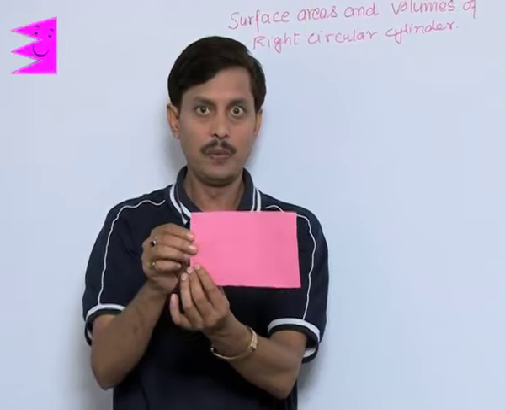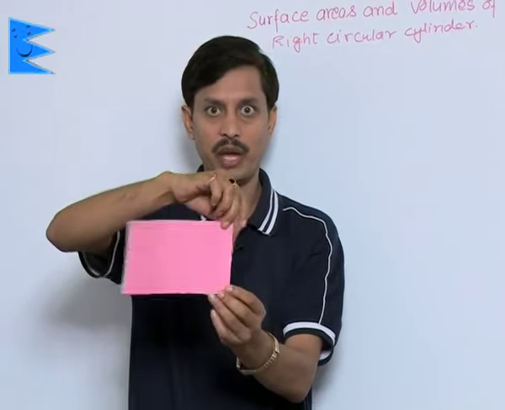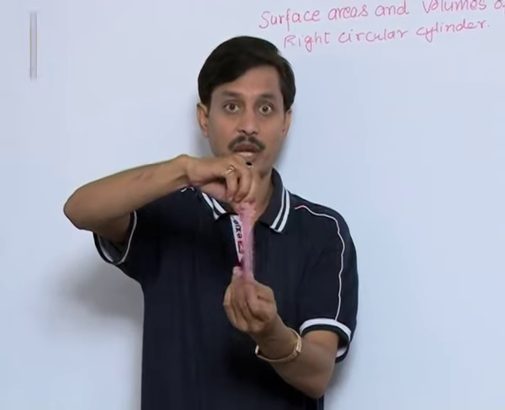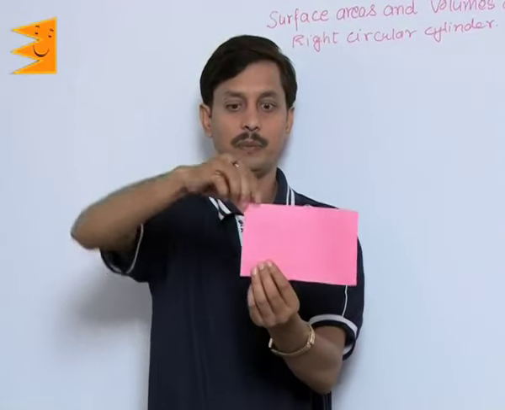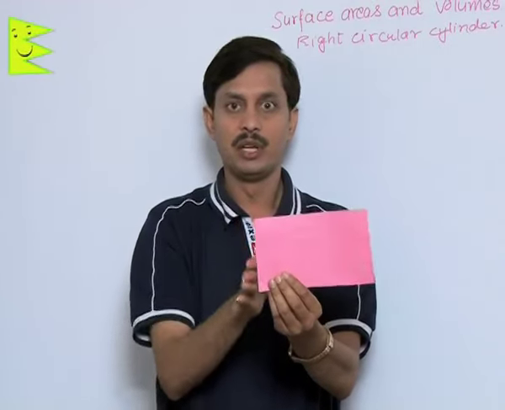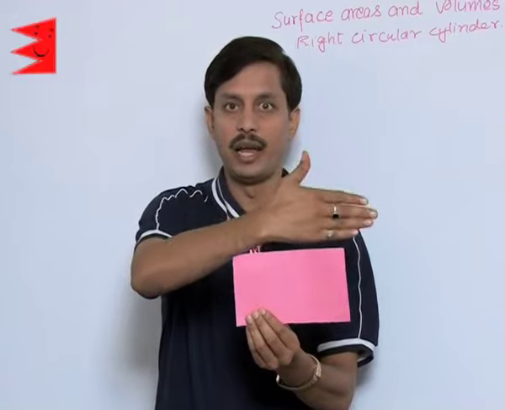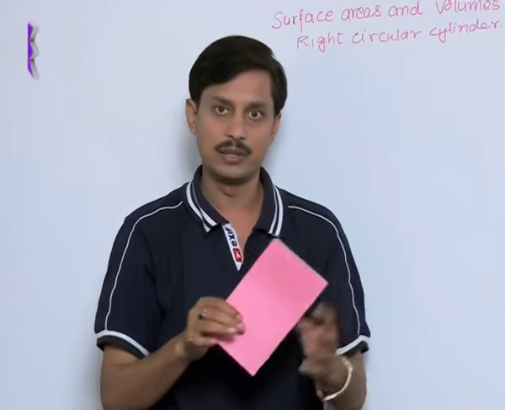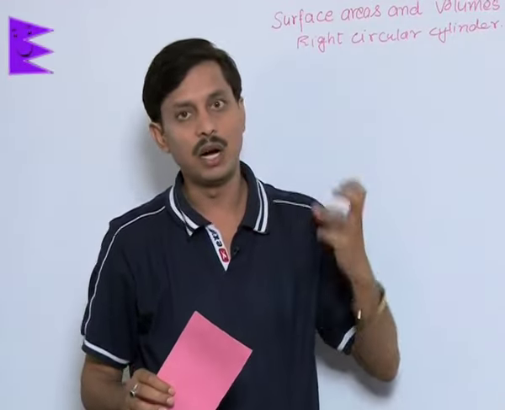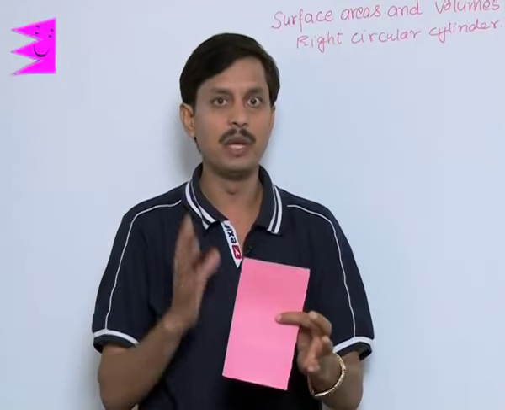Fourth, if you revolve, if you make rotation of the rectangular sheet of paper by keeping its breadth fixed, then this breadth will be its height and length will be the radius. So the first question, how a right circular cylinder forms, must be clear.